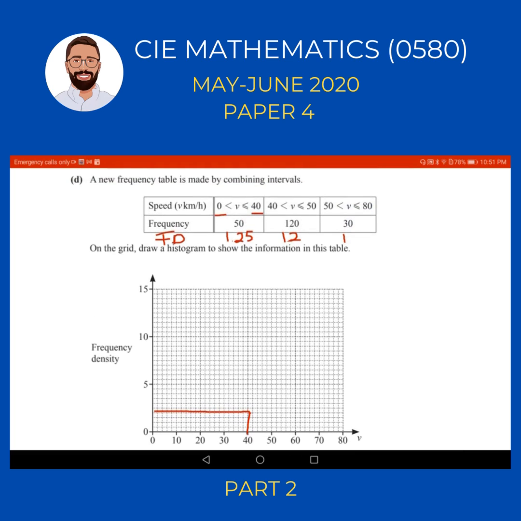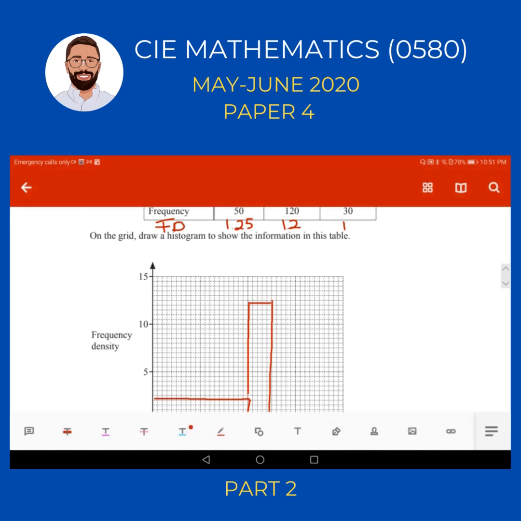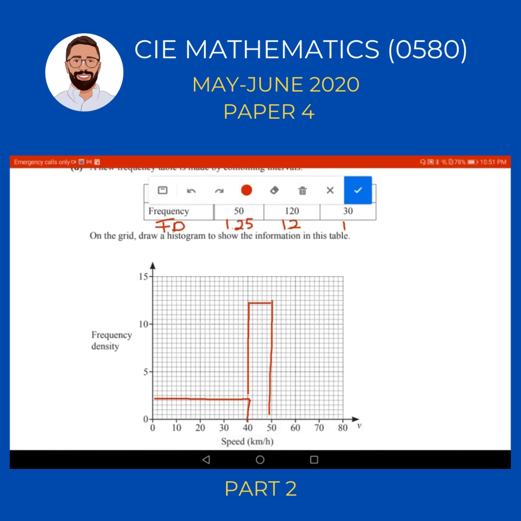Now for the second one, it's between 40 and 50, and the frequency density is 12. So when the frequency density is 12, it's 10, 11, 12, it's over here. So I need to draw a line, and this is my second bar. And for the last one, when the speed is between 50 and 80, the frequency density is 1. So between 50 and 80, it's 1, so it's over here. So this is the histogram.